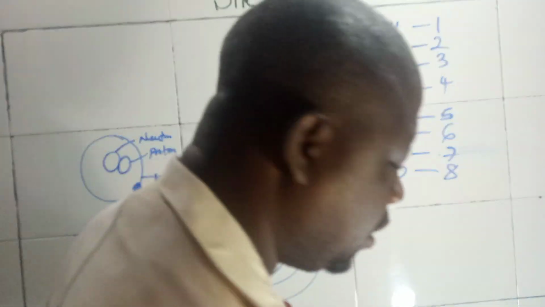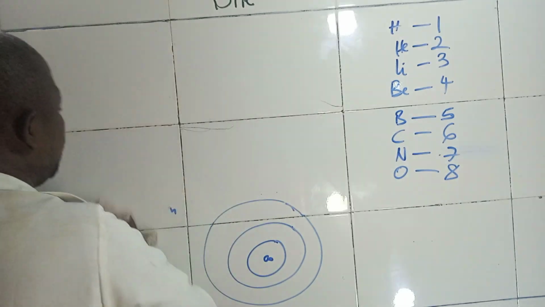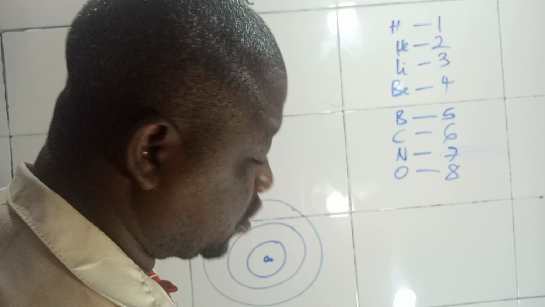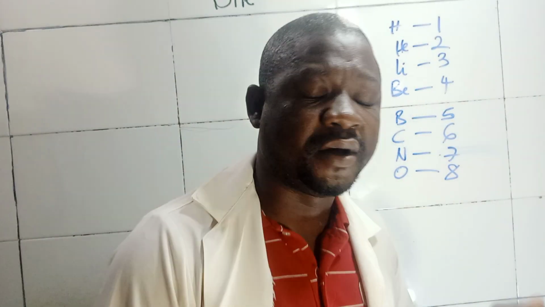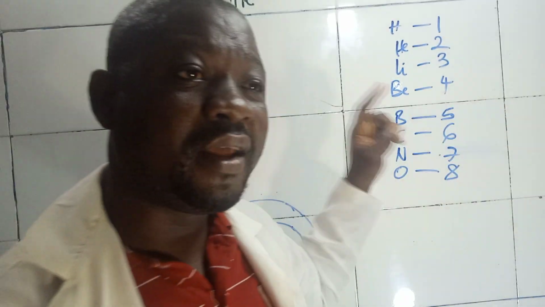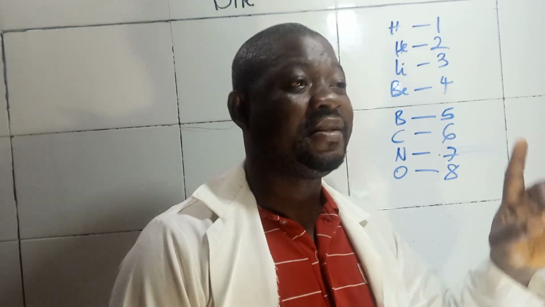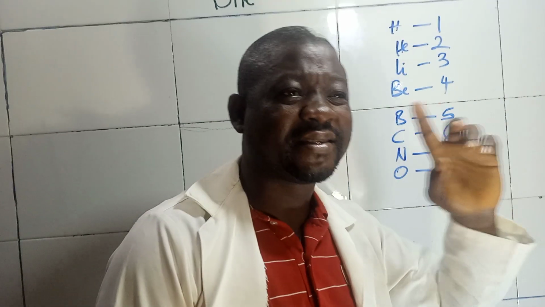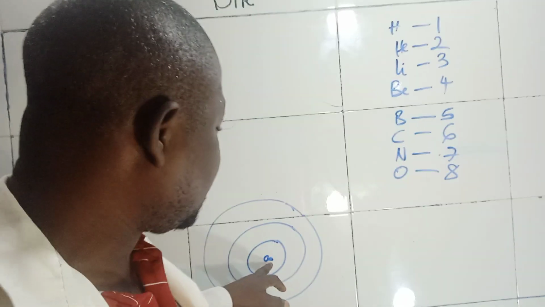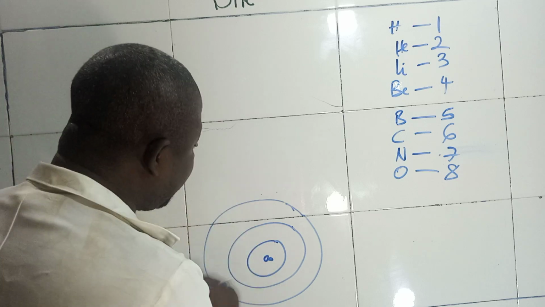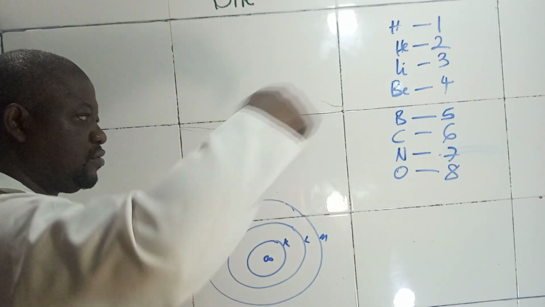We want to put this into electronic configuration. Don't forget, I told us that we have a number of shells surrounding a nucleus. And when I'm talking about the nucleus, let your mind be on what? Proton and neutron. That is the core, the inside. So now we have the K shell, the L, the M, the O, and so forth.